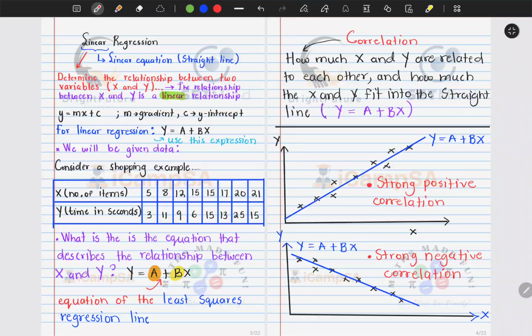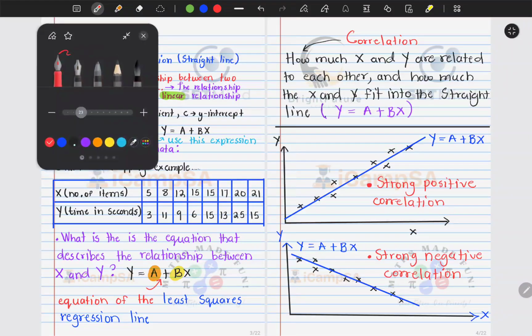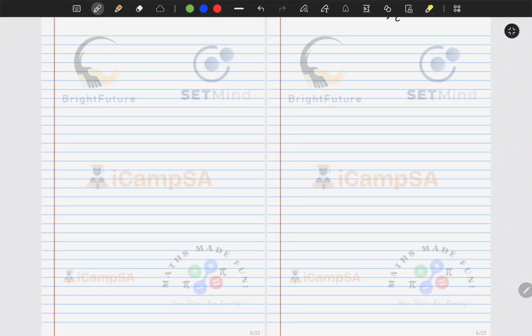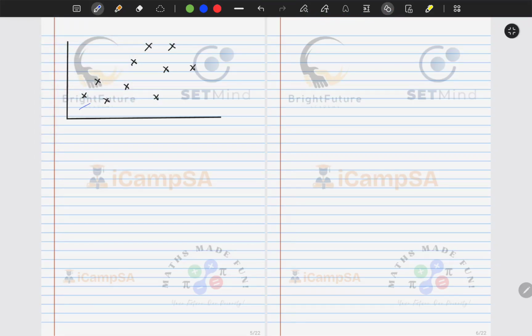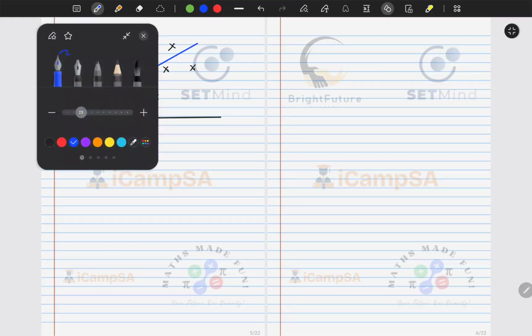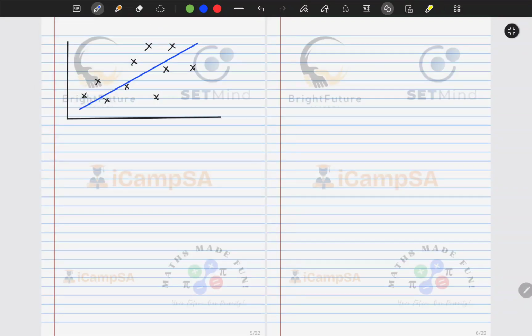Okay, so let's go to the next one and have a look at other types. On the next page, let's quickly draw our Cartesian plane again. Let's have an x here, x here, x here, then x there, and so on. If you observe carefully, even if you wanted to draw a straight line somehow, for whatever reason, you will see that you don't have correlation here, or your correlation is very weak.